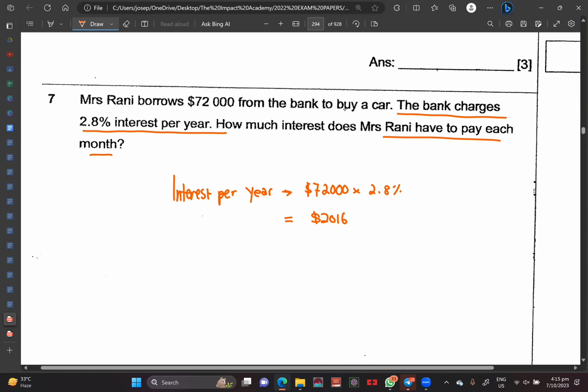Now this 2016 is for how many months? 12 months, correct? So I want to find 1 month, because the question says each month. Can you see that? Very good. So we have to do 2016 divided by 12. When I do that, I will get $168. So every month I will have $168 interest charged to me.